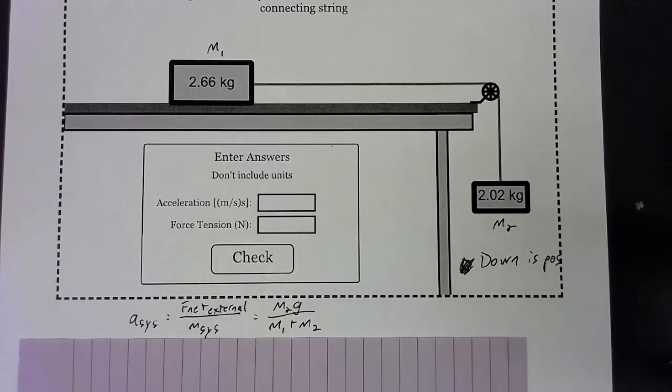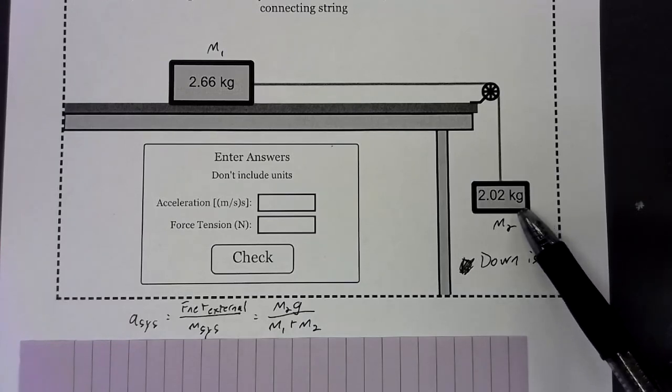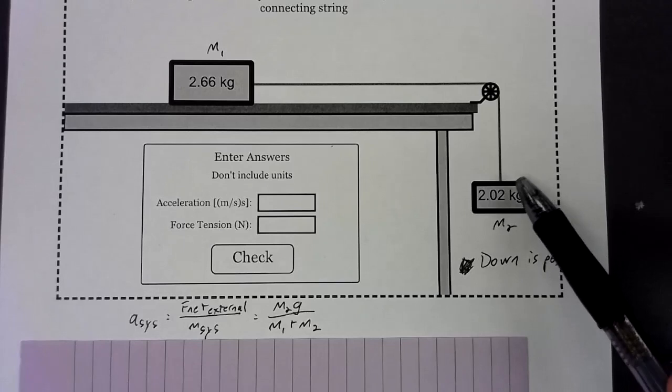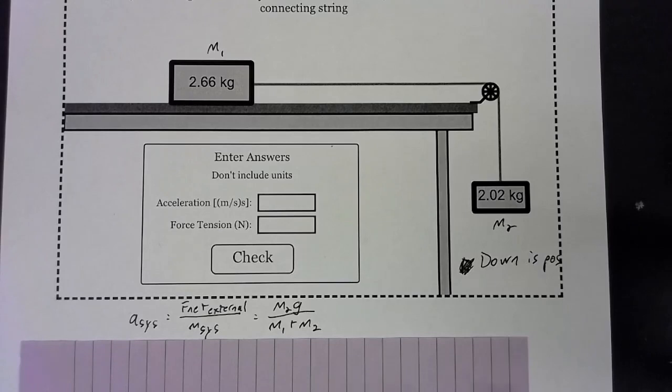For the block on the table, you have force of gravity down, and you have force of normal up, but neither of those is going to create a net external force on the system. For the hanging mass, you have tension up, and you have gravity down. Now tension is internal to the system, and the force of gravity from block 2 can create a net external force. So here's our expression for the acceleration of the system. It's going to be the weight of block 2 divided by the total mass of the system, where we'll sum the two blocks together.